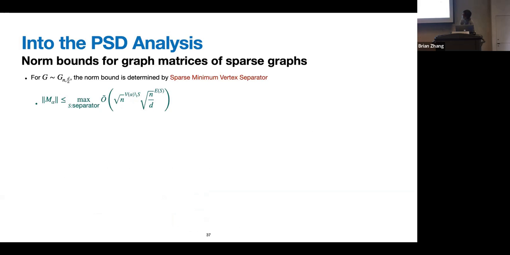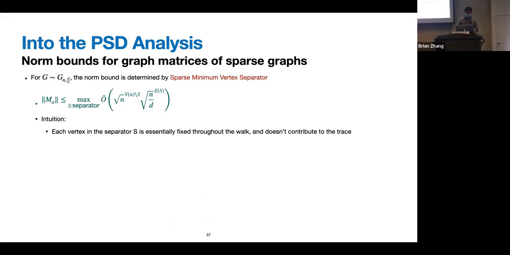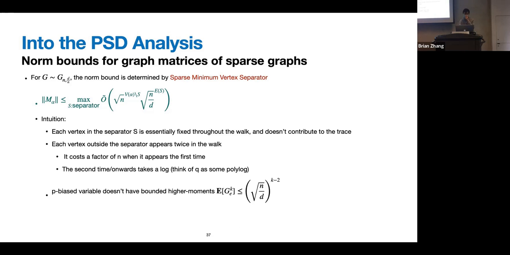The quantity that is controlling the norm bound is slightly different. You are still taking a maximization over separators, but now edges inside the separator are going to matter. What's the intuition? Each vertex inside we should still think of as being fixed, and outside is still going to appear twice. Everything here is the same.